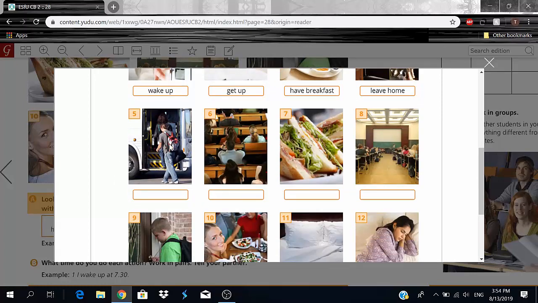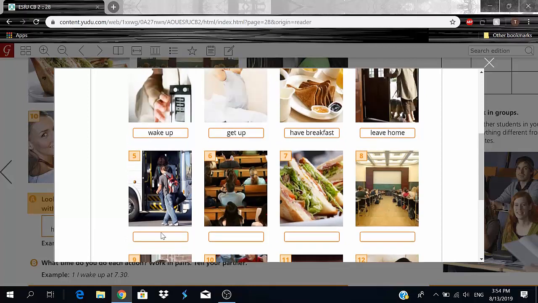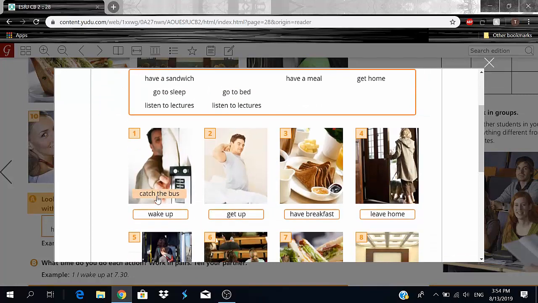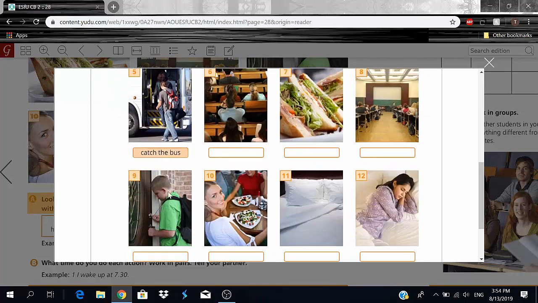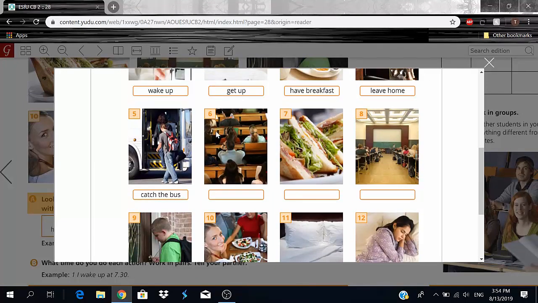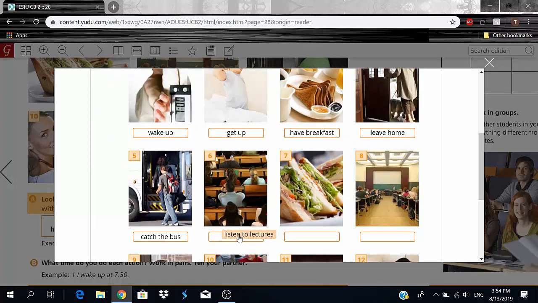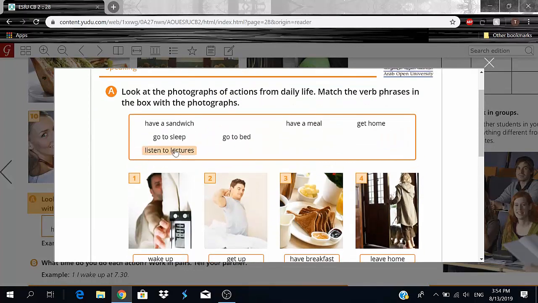And here we have number 5. This one just looks like a bus. So catch the bus. Here it is. Catch the bus. Okay? Then we have number 6. I'm guessing these are students and they're listening to a lecture. So listening to lectures. Okay, and I'm guessing we can use listen to lectures twice because we have it 2 times in the box here.